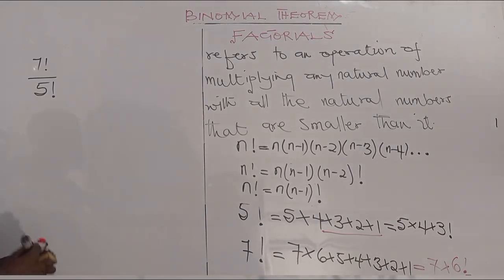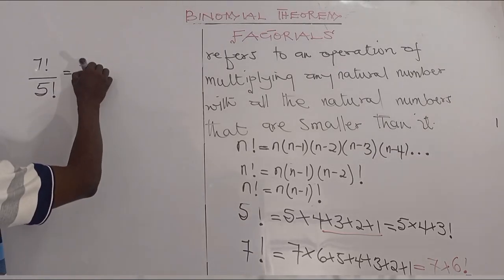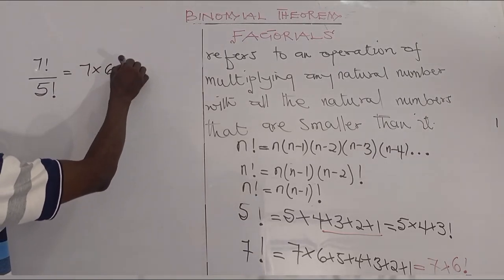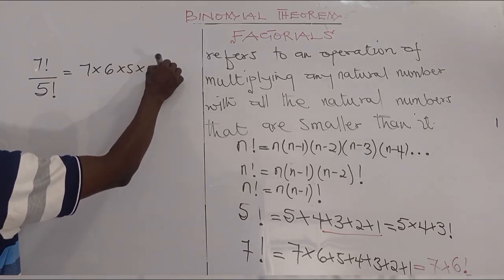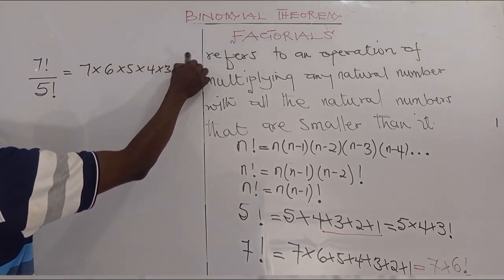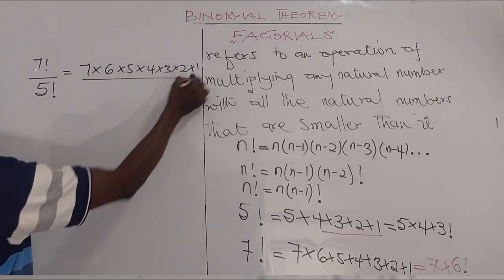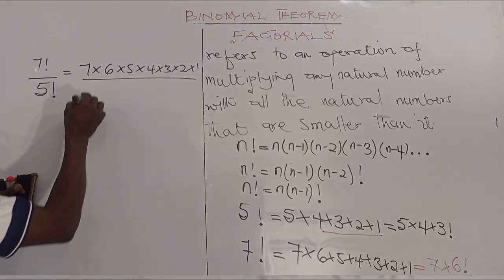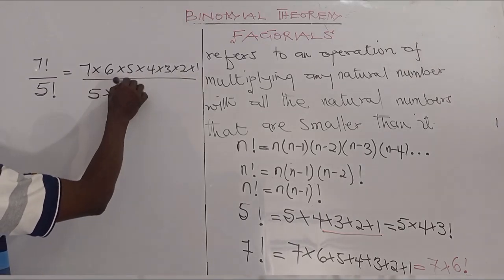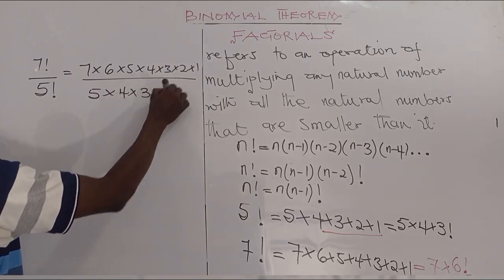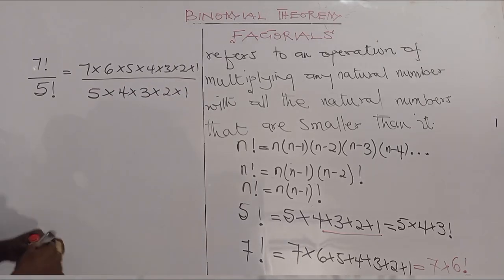So we want to find the value of 7 factorial all over 5 factorial. We know that 7 factorial can be written as 7 times 6 times 5 times 4 times 3 times 2 times 1, all over 5 factorial, which can be written as 5 times 4 times 3 times 2 times 1.